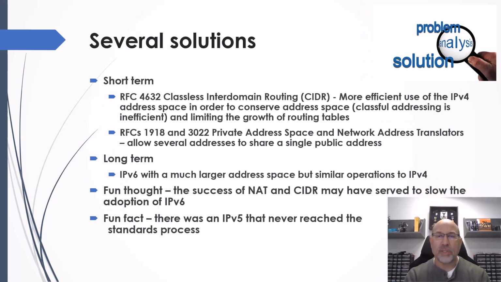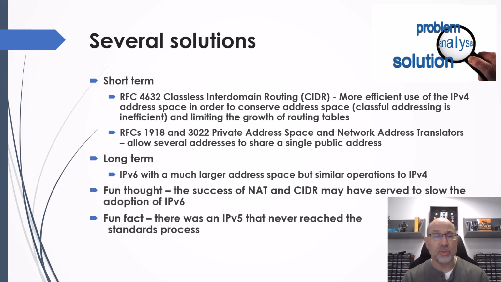Now there are several solutions, and we break them up into two classes, short-term solutions and long-term solutions. Well, I already mentioned CIDR, right? The more efficient use of the address space that we had based on the classes. So this was just more efficient use of the IPv4 address space. So instead of getting a full class C, which is 256 possible addresses, you could get a subset of that, right? You could get a chunk of address space that was sized for your network.